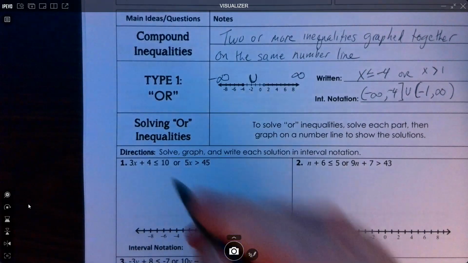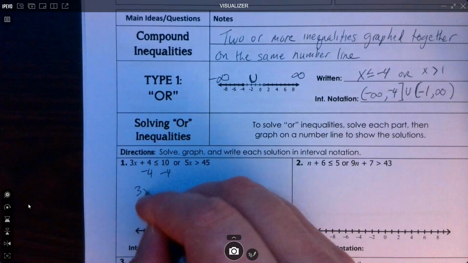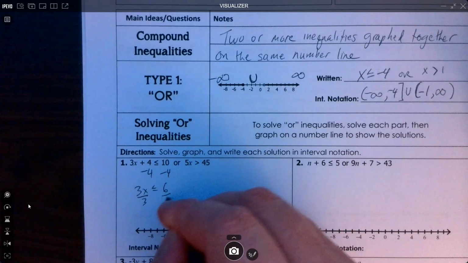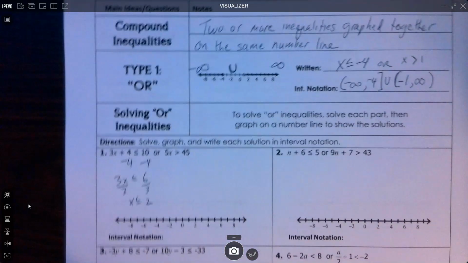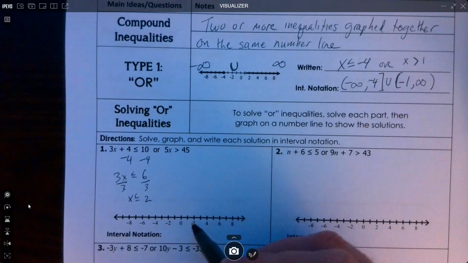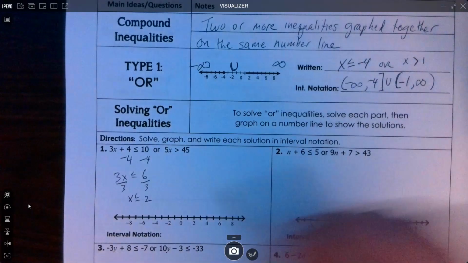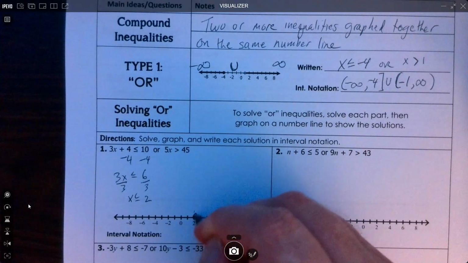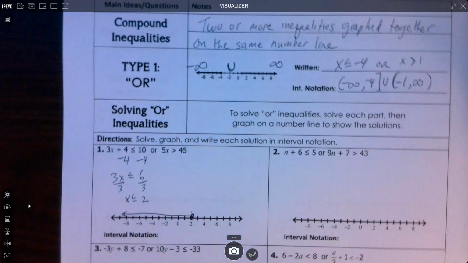Alright, so if we solve this, we're going to subtract 4 from both sides, and then divide by 3. So x is less than or equal to 2. Less than or equal to 2 means we're going to be on the 2. Now what I would do is go on the 2, and then we're going to go to the left.